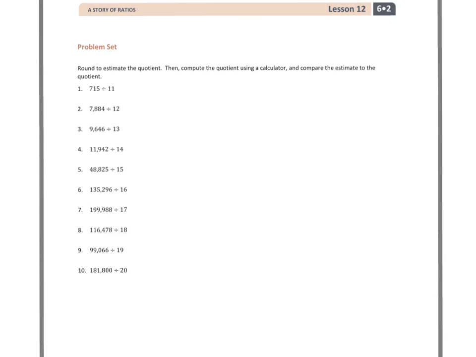When I go to estimate this, I want to make them very, very friendly numbers. I want the divisor to be a multiple of 10. That'll allow me to do what you did in class, which is do the one digit division. So I'm going to take 11, and it's very close to 10.